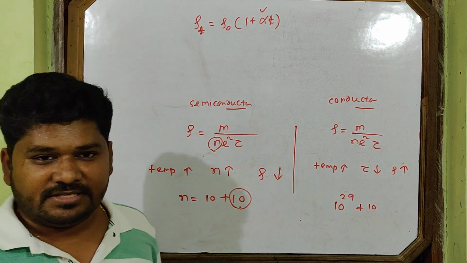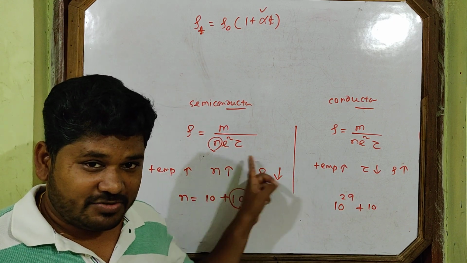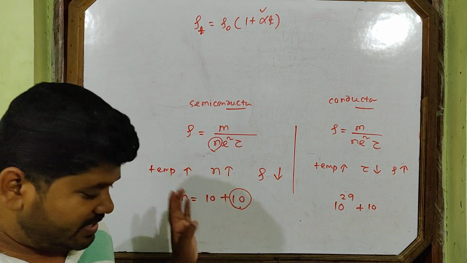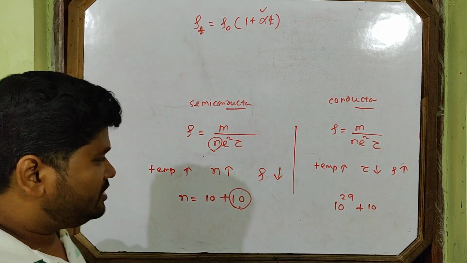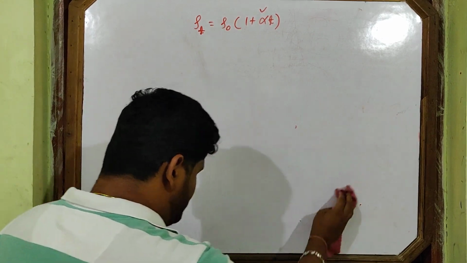So resistivity decreases. Remember this one. I am not checking you. I explain this one. Understand? Okay, so this is about the variation of resistivity in semiconductor. The graph is very important, I told you.